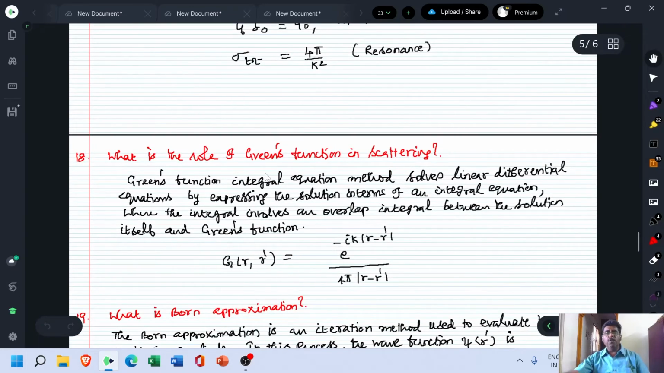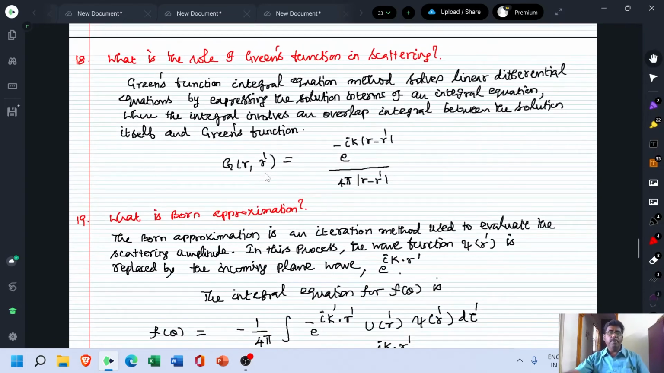What is the role of Green's function in scattering? Green's function integral equation method solves linear differential equations by expressing the solution in terms of an integral equation, where the integral involves an overlap integral between the solution itself and the Green's function. This is the value of Green's function.